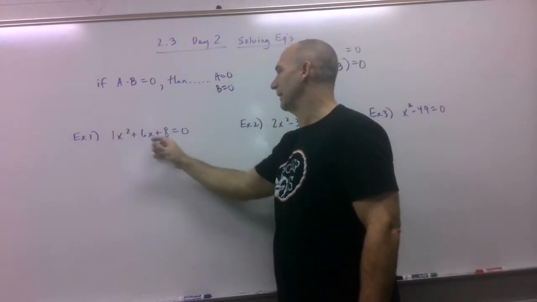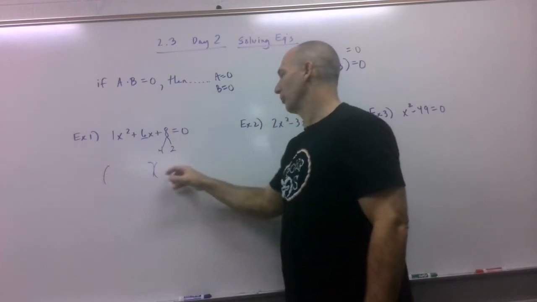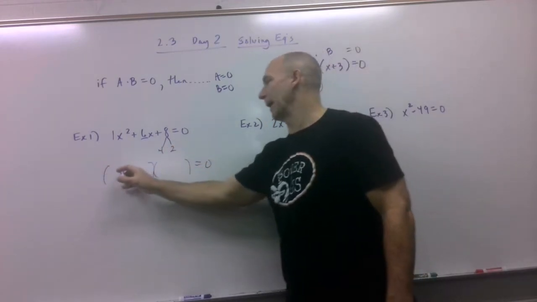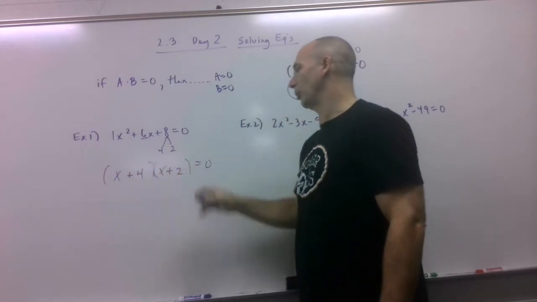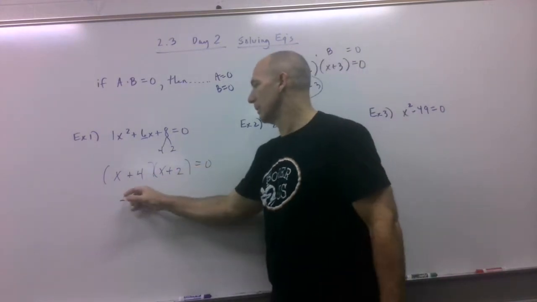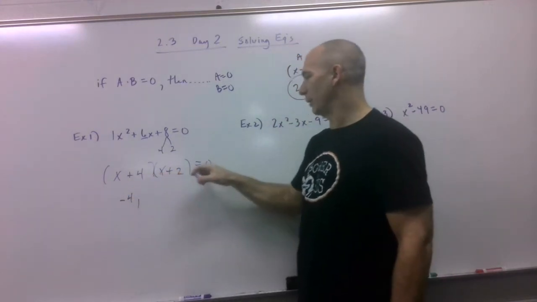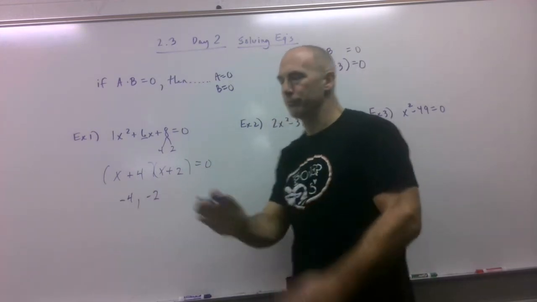So we look at this, we call this an a equals one. Two factors of 8 that add up to 6 are 4 and 2. So we can just rewrite that trinomial in a factored form. x plus 4, x plus 2. Now we solve it. What plus 4 is 0? Negative 4. What plus 2 is 0? Negative 2. Pretty basic, I hope.